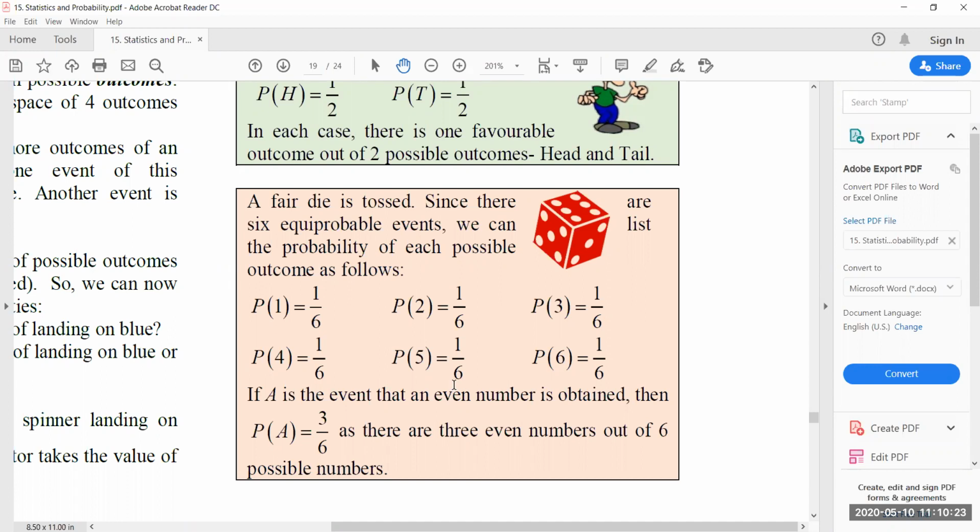No, sir. So what is the probability of obtaining an odd number? Three out of six. Correct, 3 out of 6. And the odd numbers will be 1, 3, and 5.